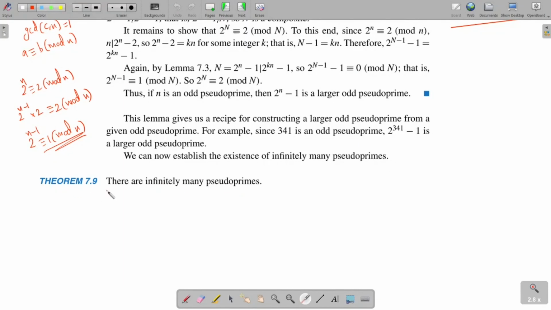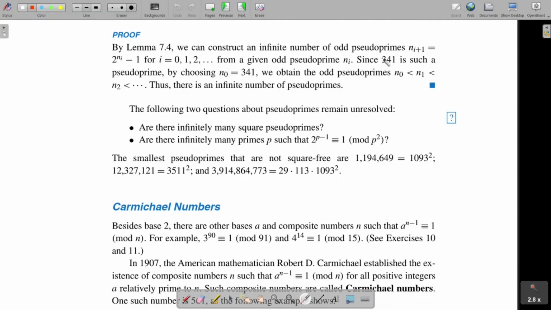So this is a theorem here. There are infinitely many pseudoprimes. Given a pseudoprime n_i, we can construct other pseudoprimes in the following way. We can construct an infinite number of odd pseudoprimes n_(i+1) equal to 2 raised to n_i minus 1 for i equal to 0, 1, 2, etc., from a given odd pseudoprime. If an odd pseudoprime n_i is given, then writing 2 raised to n_i minus 1 gives us an even larger odd pseudoprime. Since 341 is a pseudoprime, we start with n naught as 341.